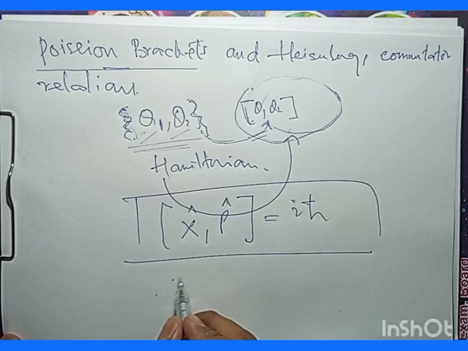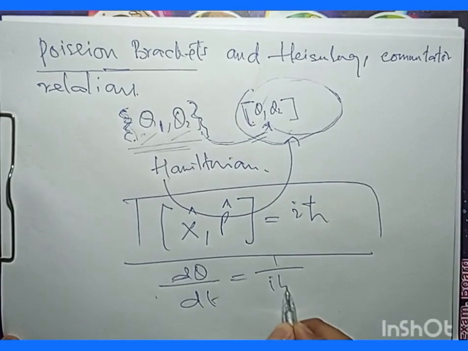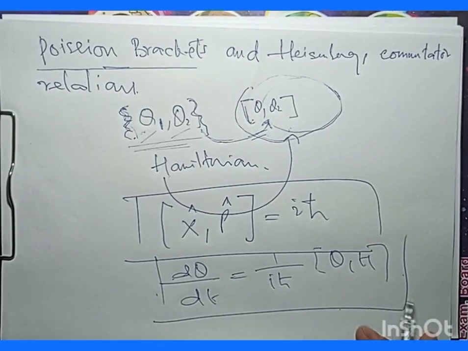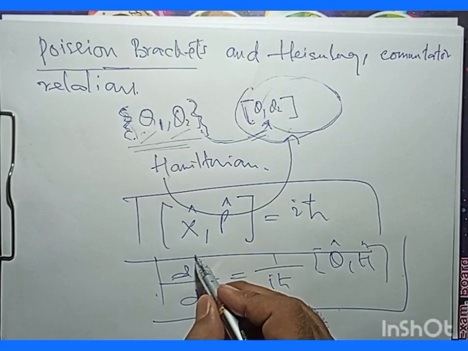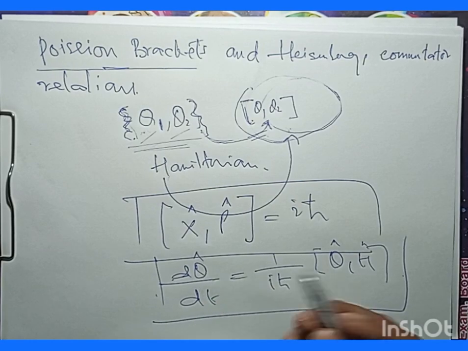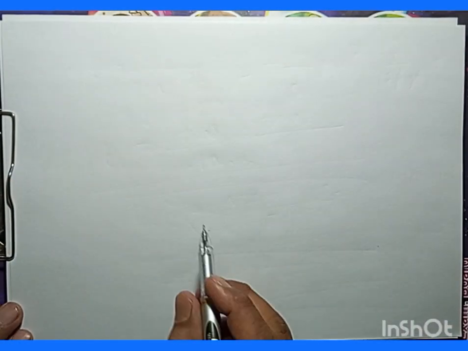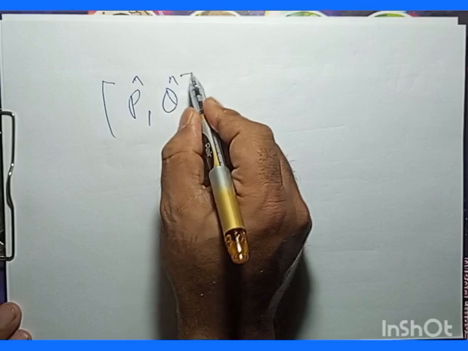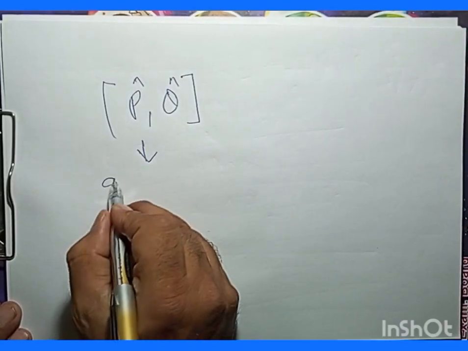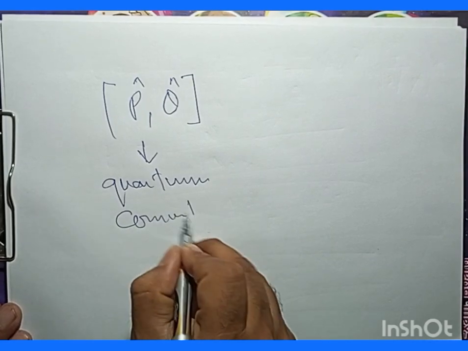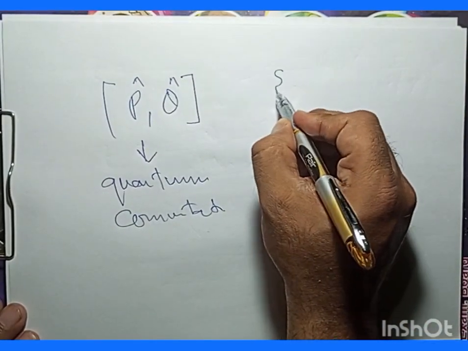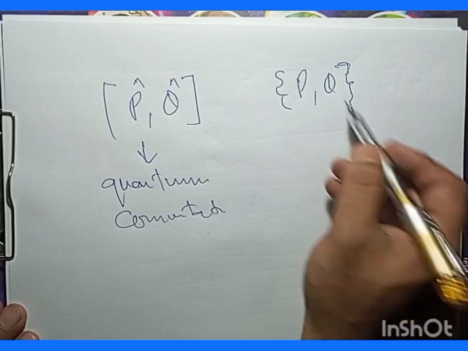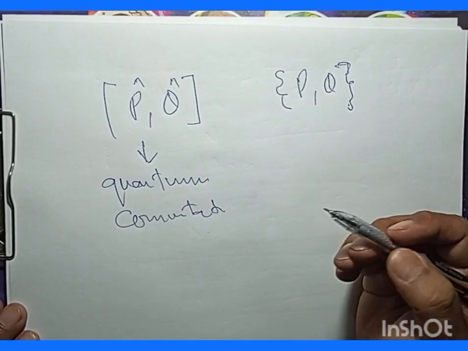And we have dq/dt equals 1/(i h cross) times the commutator of q and h, and this is what is called Heisenberg's equation of motion, where q and h represent operators. So if I have to make a simple picture of the two cases, if I have p cap and q cap, this is a quantum commutator, and the Poisson bracket is p and q. So there is a close connection, at least from the fundamental picture point of view.